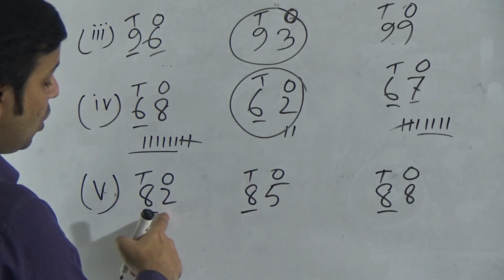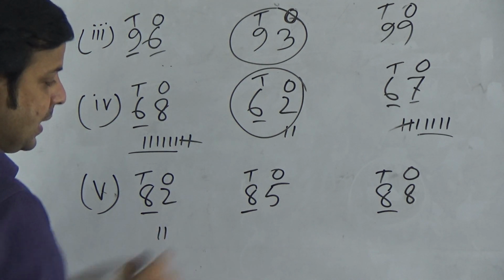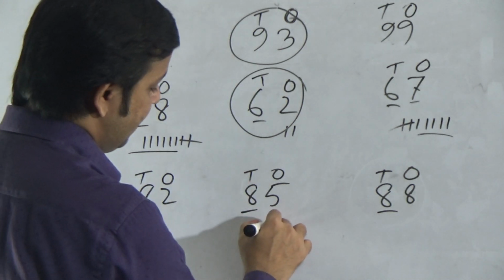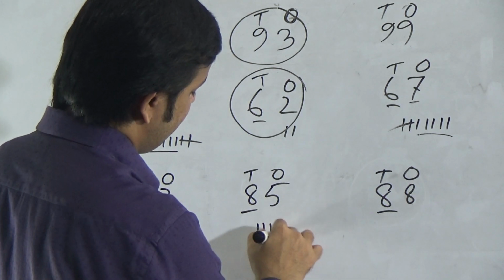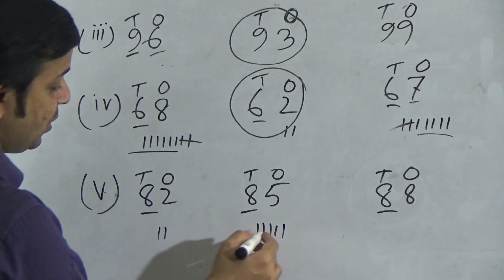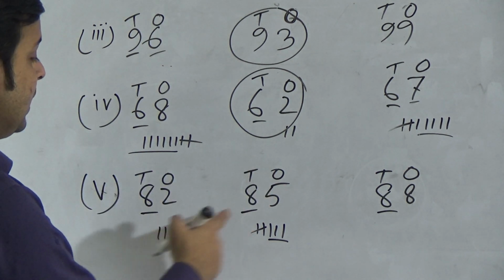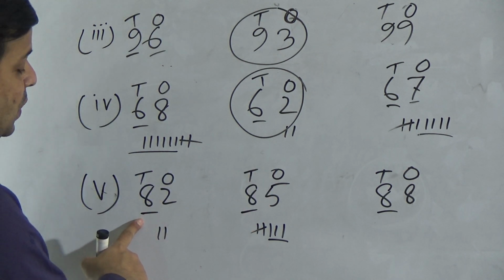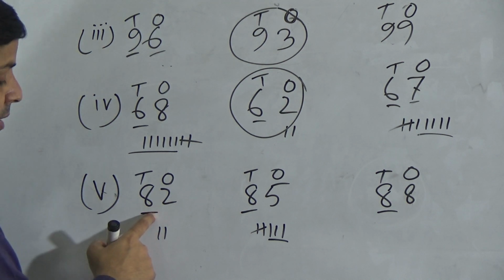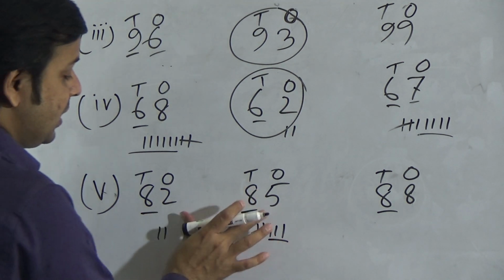The ones place is 2. 2 means we can consider 2 sticks. Here 5 means we can consider 5 sticks. 4, 5. Now take 2 from 5, 3 sticks left. It means that 85 is larger than 82. So 82 is the smallest between these two.